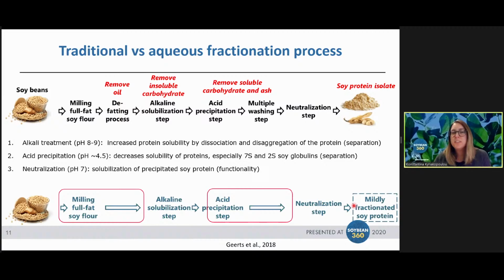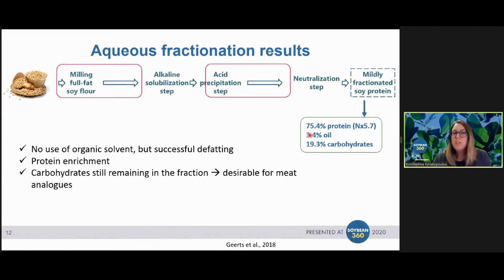As I showed you before for the soy protein isolate, we created a mildly fractionated soy protein, which eventually had a protein content of 75% with a conversion factor of 5.7. We also see some oil still remaining in the sample. Although we didn't use any organic solvents, a significant amount of oil was removed, so the defatting process can also be considered successful. The enrichment is quite high, but we still have some carbohydrates remaining in our fraction, which are beneficial.